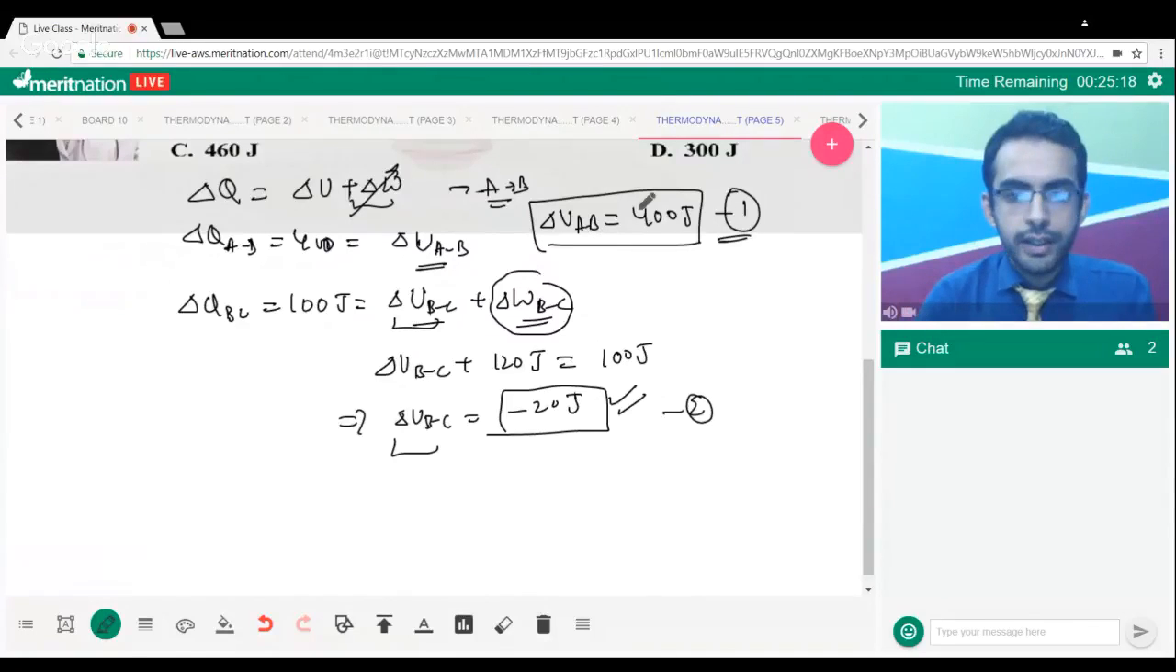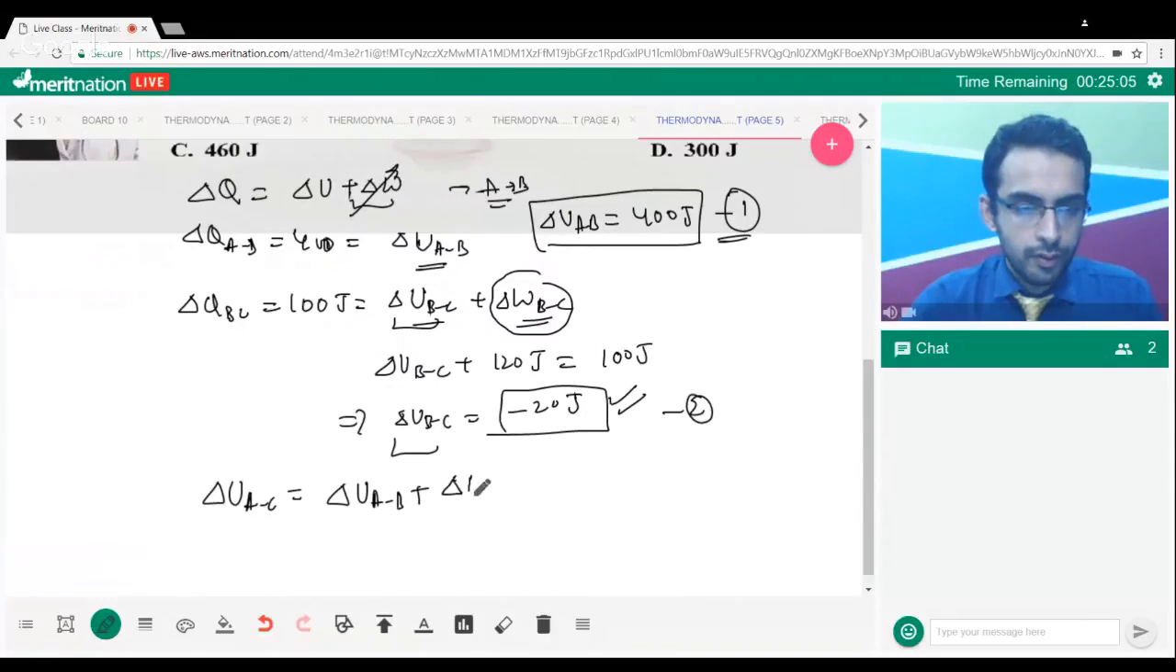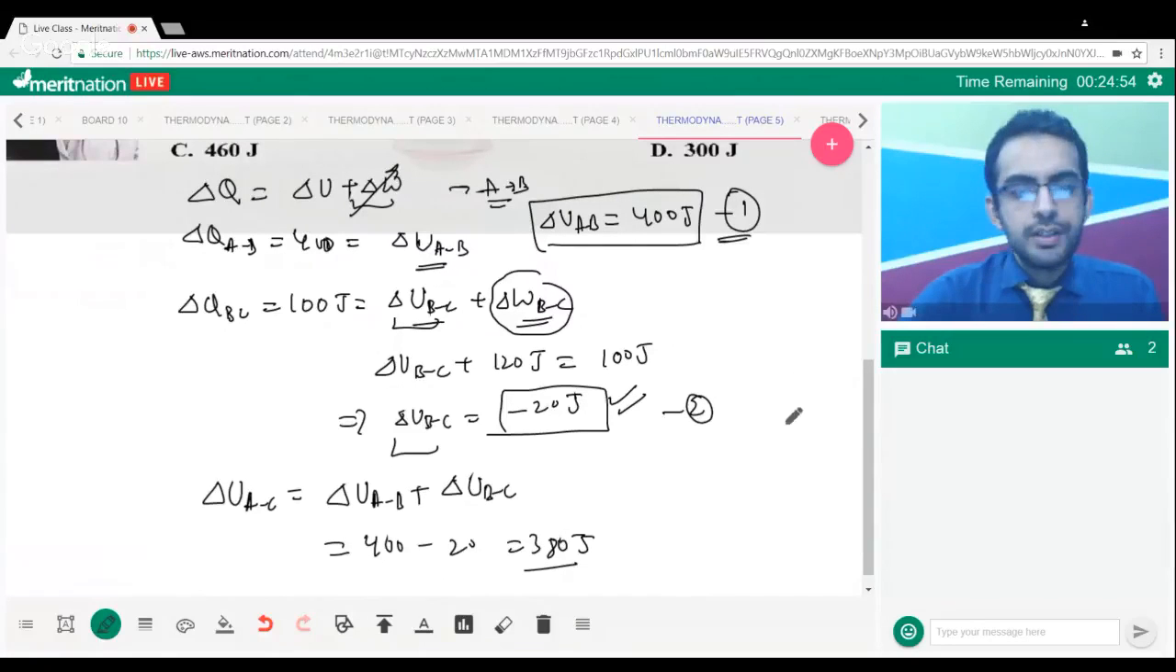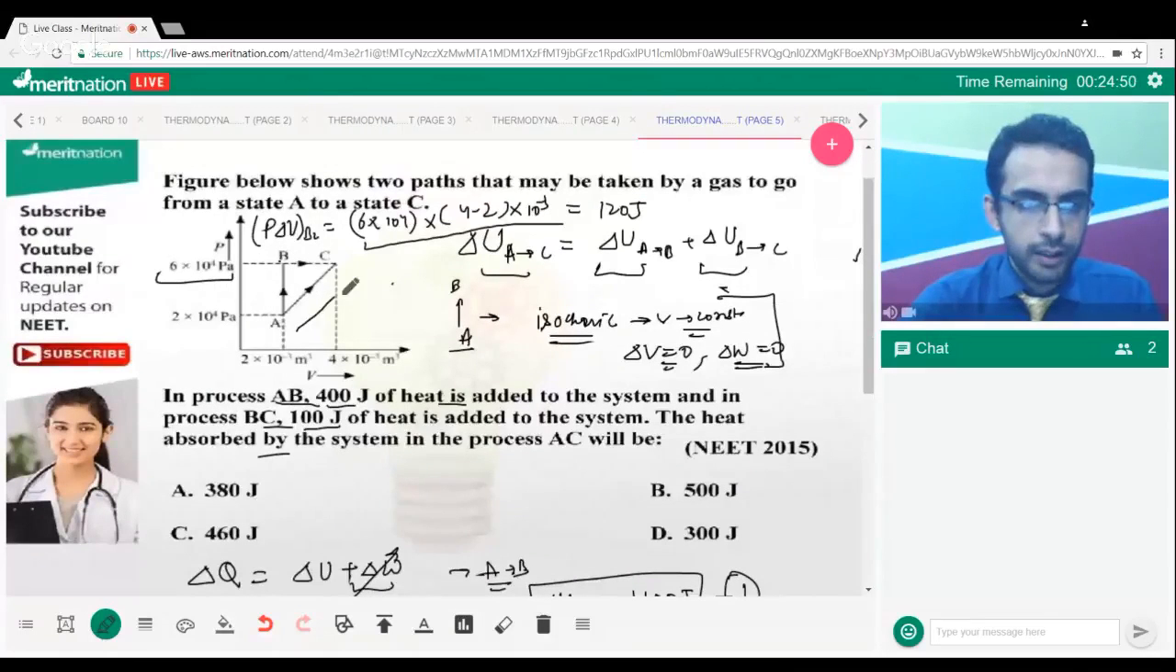Now adding both of them, adding delta U AB and delta U BC will give delta U AC. So delta U AC is equal to delta U AB plus delta U BC. Add them, 400 minus 20 is equal to 380 joules. This is the value of change in internal energy for process AC.